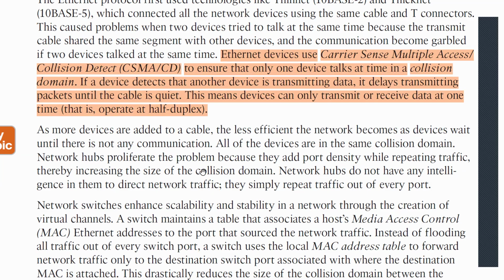Now, network hubs proliferate the problem because they add port density while repeating traffic, thereby increasing the size of the collision domain. So even if you connect two hubs, it is still a single collision domain and a single broadcast domain. Why? Because a hub is a non-intelligent device. A hub is a dumb device. Any traffic coming to a hub will be broadcast to all the ports.